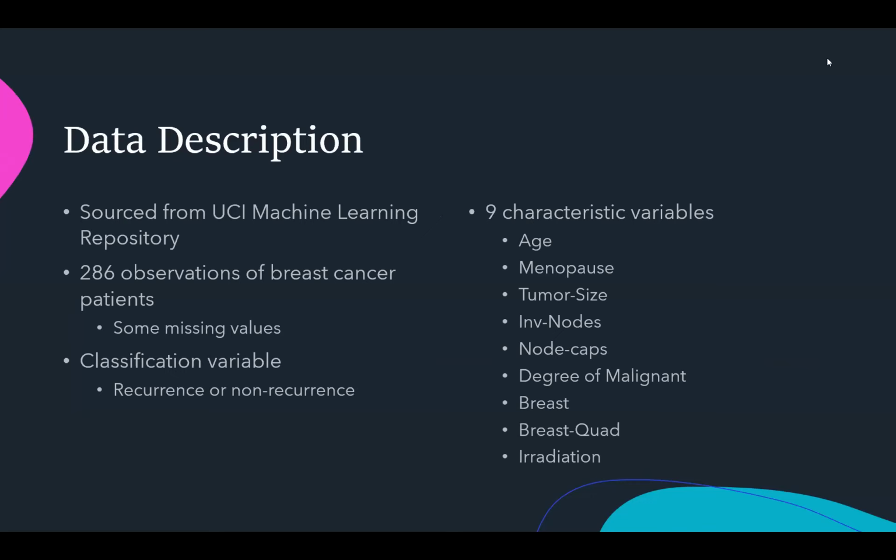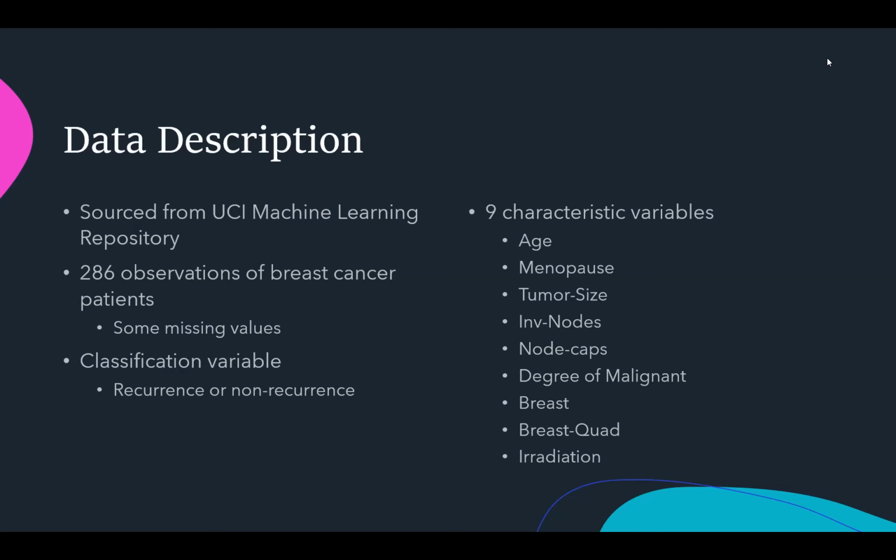To describe the data, I got this from the UCI machine learning repository. It has 286 observations of people who were diagnosed with breast cancer. There are some missing values in there that need to be handled. It has a classification variable, which is recurrence or no recurrence, telling whether or not they did end up having a recurrence event. Each patient also has 9 characteristic variables at the time of their diagnosis.